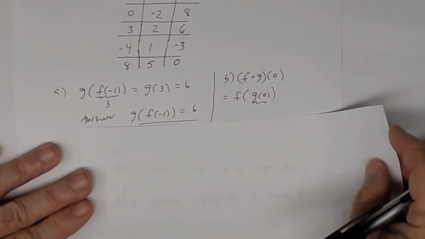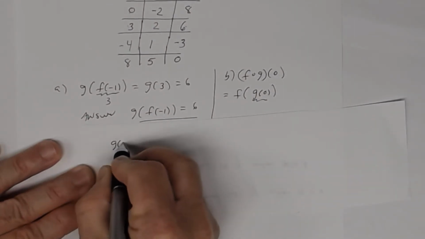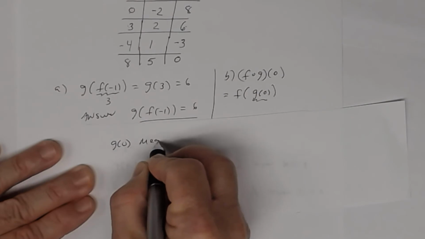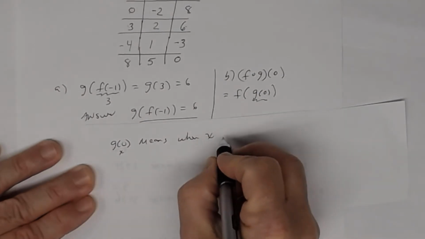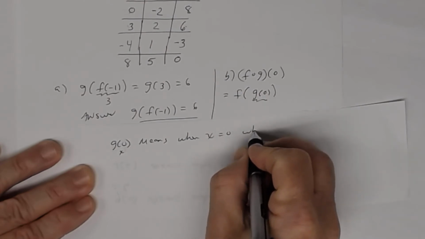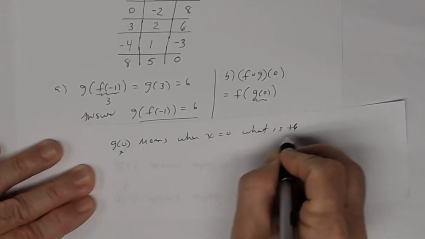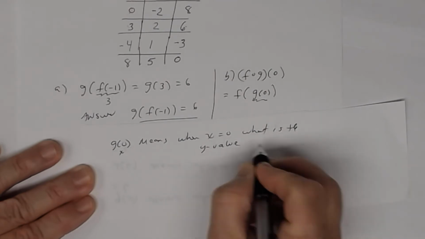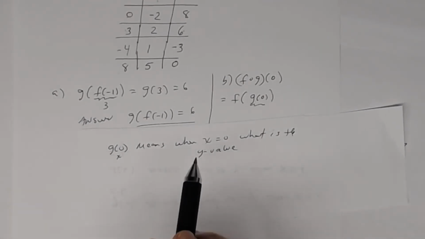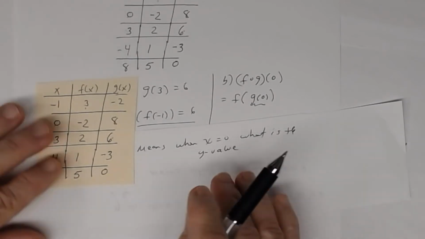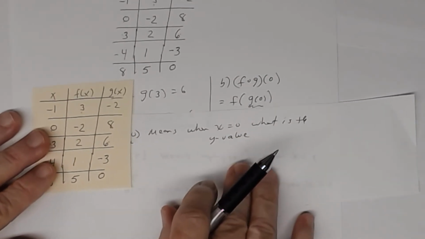So g of 0 means when x is 0, what is the y value? That's what that means. All right, so g of 0. Let me go ahead and use this right here.